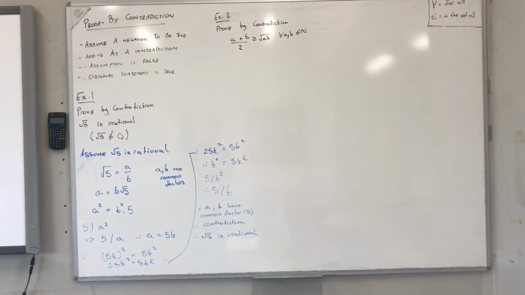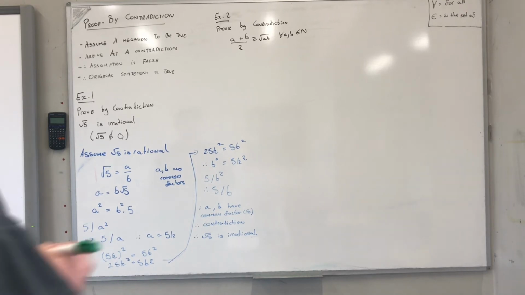Okay? So that might take a bit of abstract thinking to understand, which is okay, because it is quite complicated. It's very conceptual, but you'll eventually get there. Okay? So let's move on to example 2. Prove by contradiction that a plus b over 2 is greater than or equal to the square root of ab. So let's first of all get the negation of the statement.